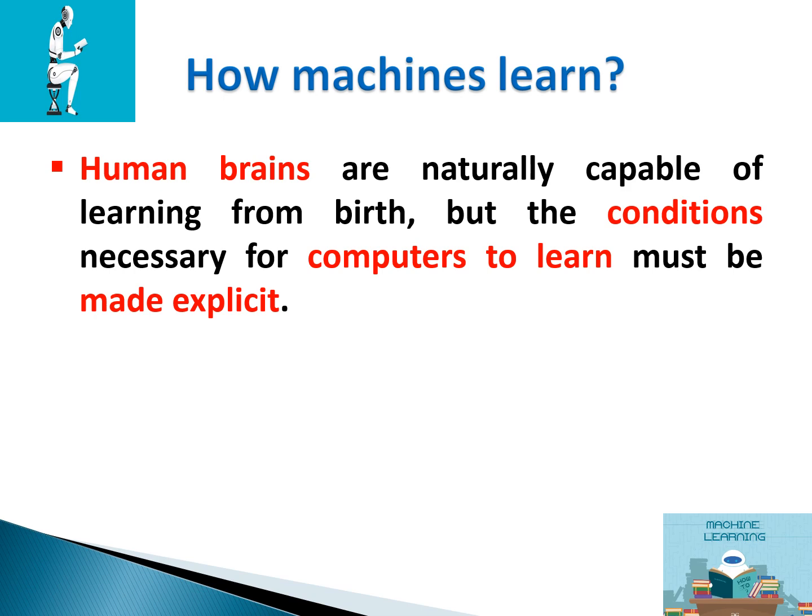Human brains are naturally capable of learning from birth, but the conditions necessary for computers to learn must be made explicit. All human beings have a tendency to learn from their experiences. The same thing is applicable for computers, but we have to make the conditions explicit for the computers.